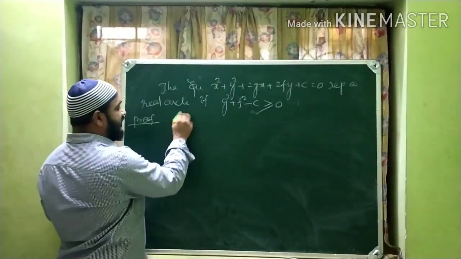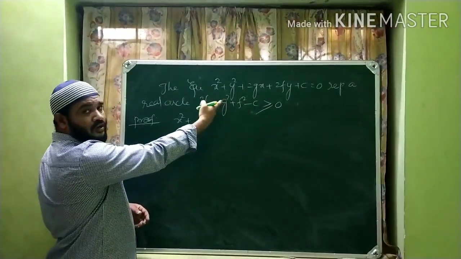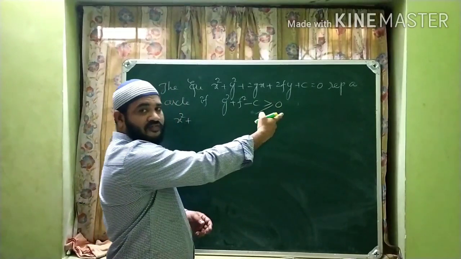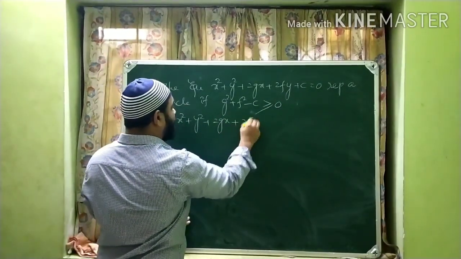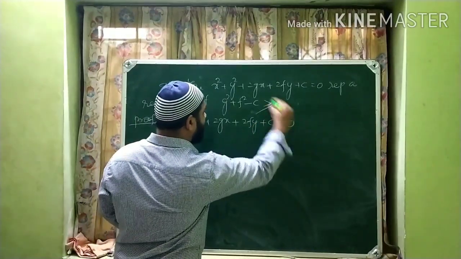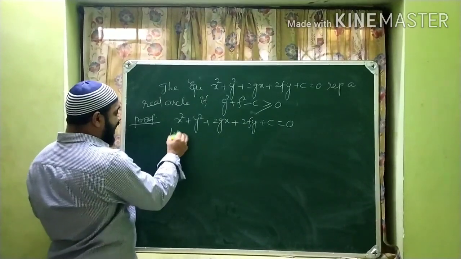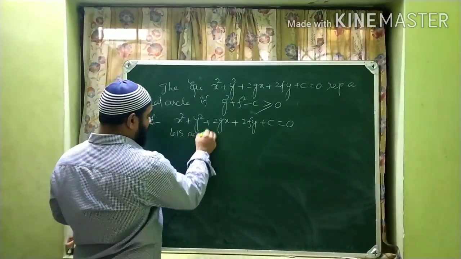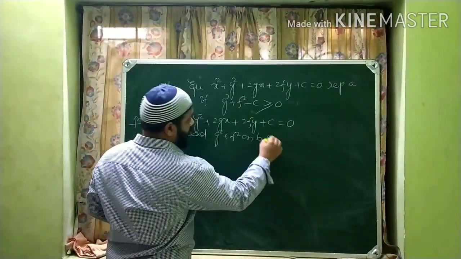So, let us consider the, what is this equation of the circle called? Yes, it is the general form of the circle equation: x square plus y square plus 2gx plus 2fy plus c equals 0. Now, let's add g square plus f square on both sides.